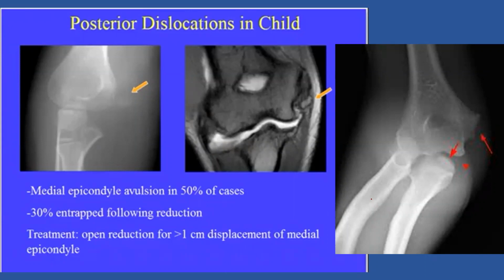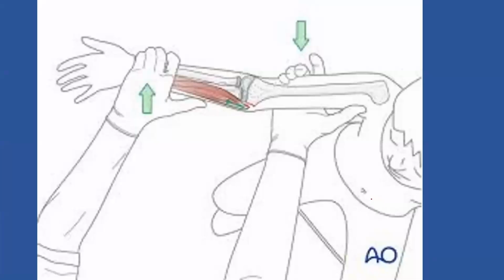If it's not in the joint, a question we ask, should we operate or not? If it's less than 1 centimeter, you don't need to operate. If it's more than 1 centimeter, you do. This is how we like to reduce it, trying an attempted closed reduction, is to increase the valgus on the elbow to get the fragment out of the joint.